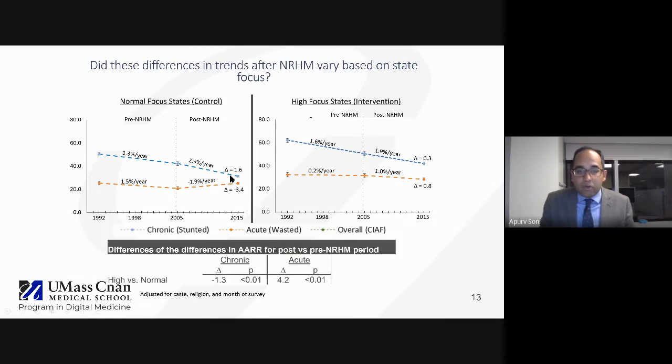It's a little different story for the acute form of undernutrition, where there was much starker improvement observed in high focus states, whereas in the normal focus states, there was actually an increase of the acute form of undernutrition. And then for the chronic form of undernutrition, there was no difference between the high focus and normal focus states.